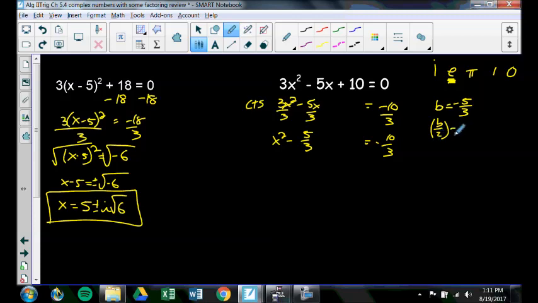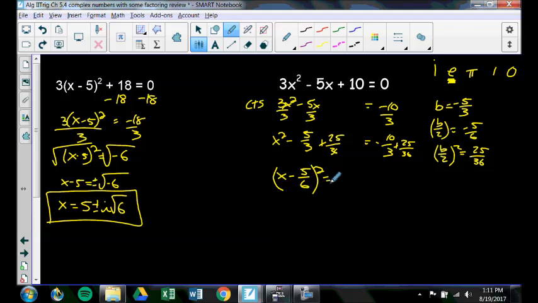b over 2 is negative 5/6. b over 2 squared is 25/36. So I'm going to add 25/36 here and here. And I get x minus 5 over 6 squared equals negative 120 plus 25 over 36. So x minus 5 over 6 squared equals negative 95 over 36.